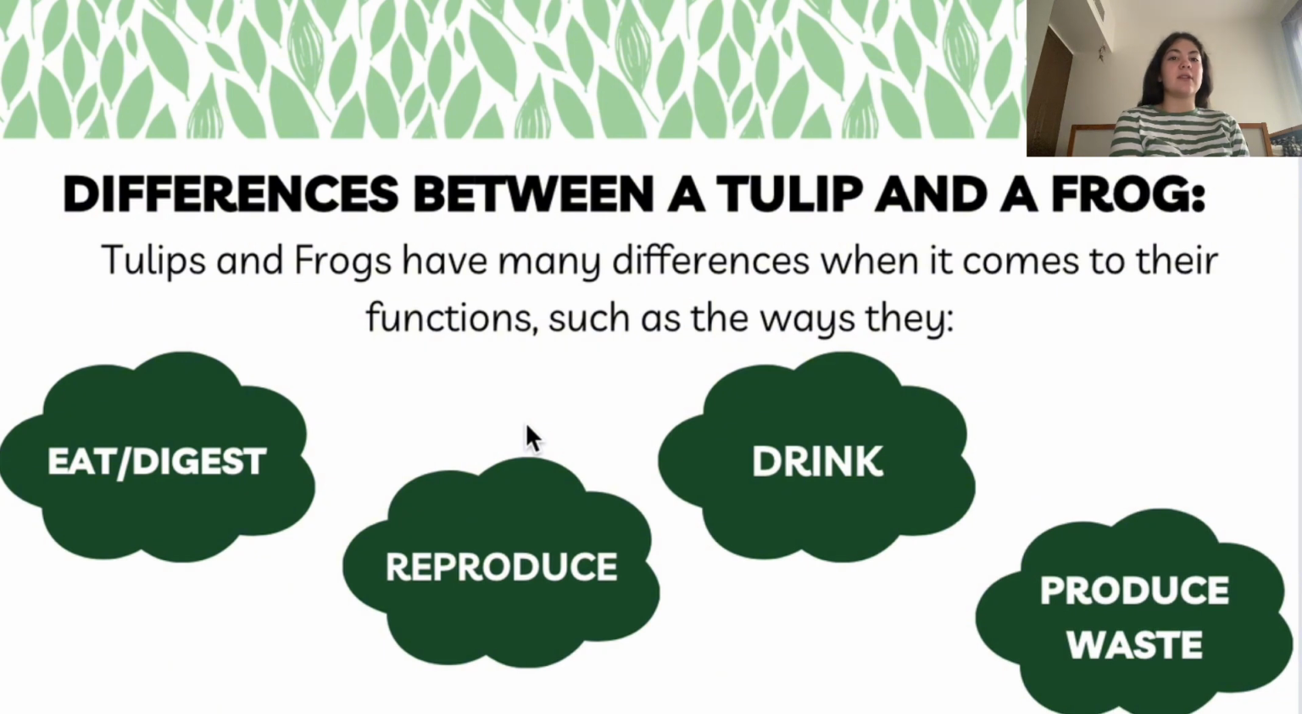And tulips make seeds, which they spread around later to make new tulips. But frogs lay eggs that hatch into tadpoles. They both have their own special way of making and doing things.